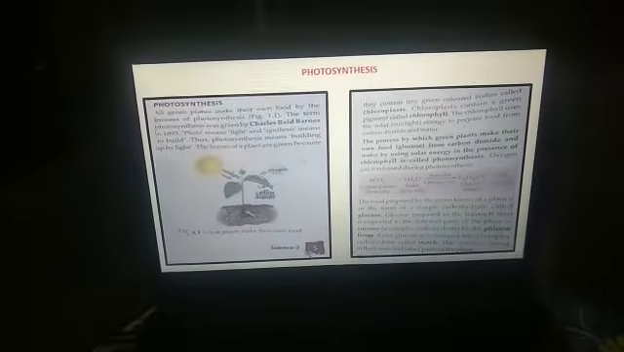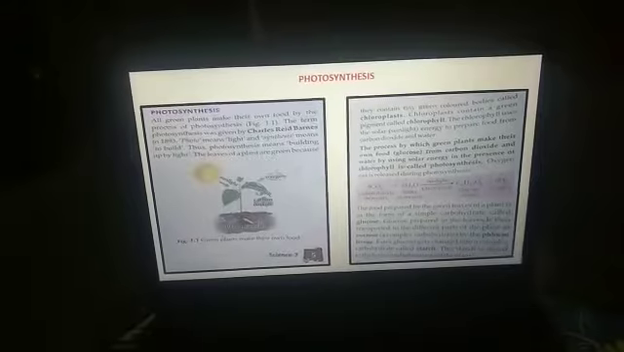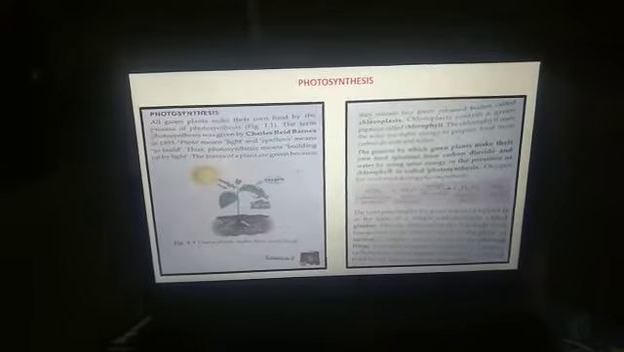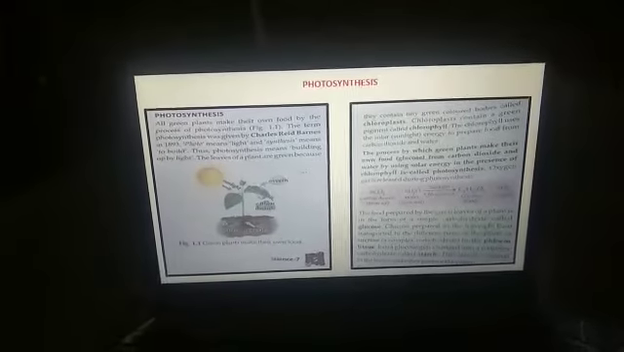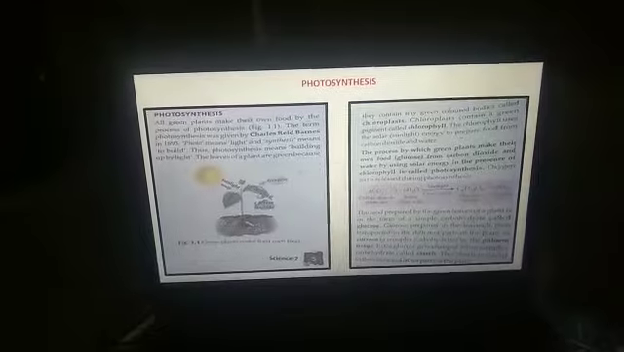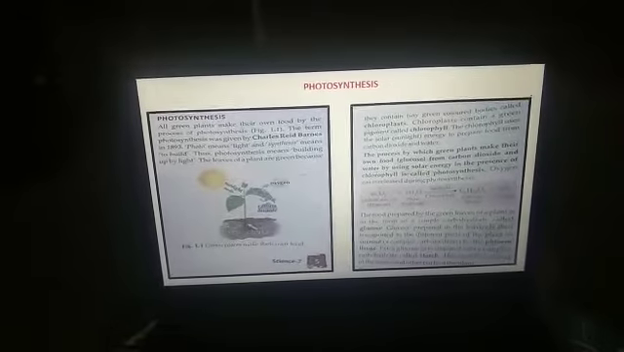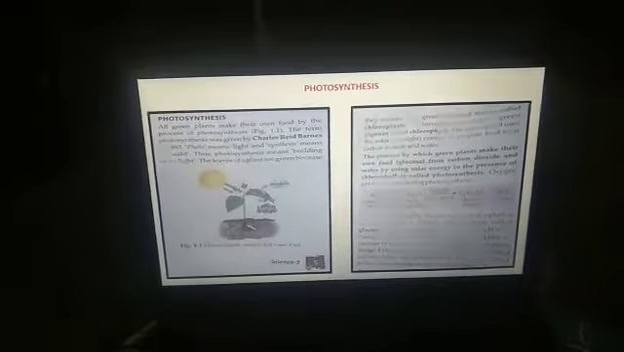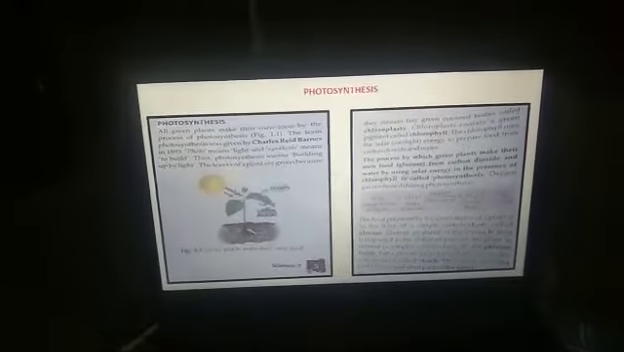Now it is transported with the help of certain pipe-like structures which are running throughout the plant body. These pipe-like structures are called phloem. So this glucose which is prepared in the leaves is transported in the form of sucrose, which is the complex form of carbohydrate, and the extra glucose will be stored in other parts of the plant in the form of starch, which is another complex form of carbohydrate.